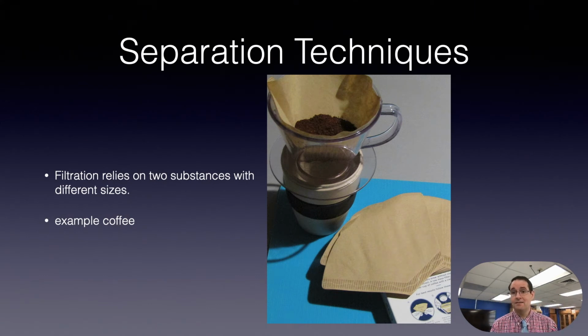from the grounds. The water containing these chemicals is now a solution that easily passes through the pores of the filter paper. But the larger coffee grounds are retained by the filter paper, and so the liquid and solid portions can be separated from one another. So it's like a size separation technique.